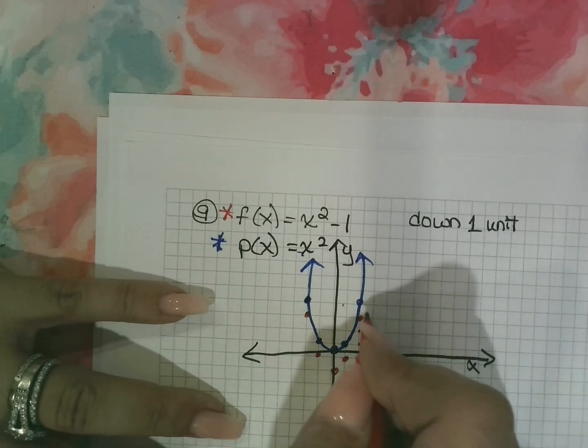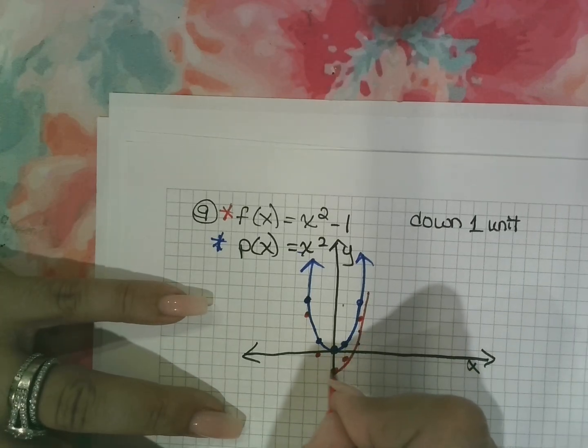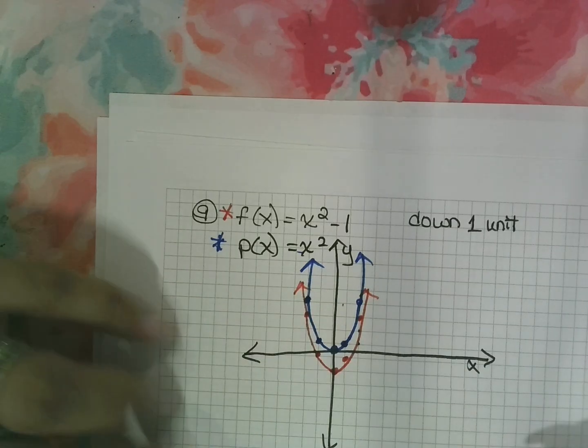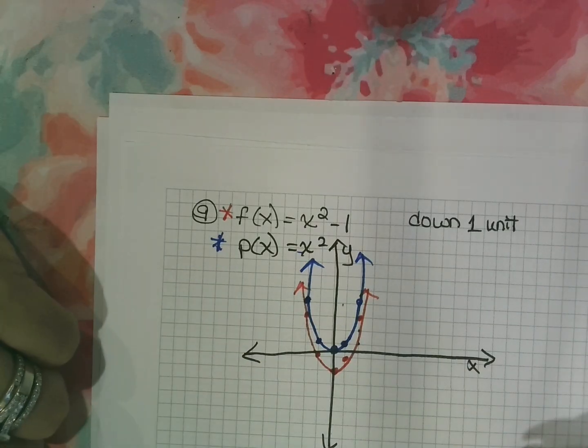Down 1. And we're going to connect these. All right, so this is a function shifted 1 unit down. Okay.